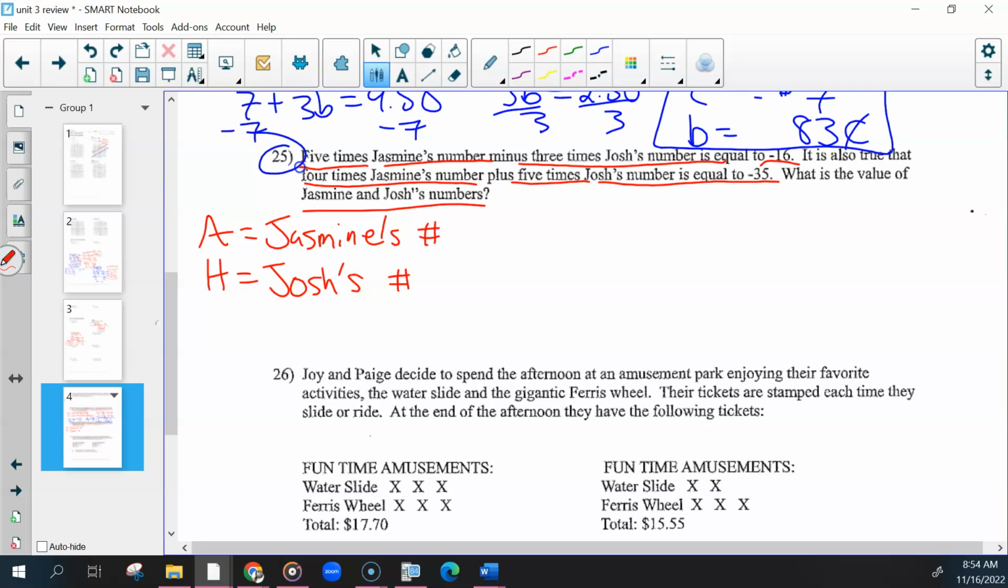So with this one, the first equation would be 5 times Jasmine's number minus 3 times his number is equal to -16. And then 4 times her number plus 5 times his number is equal to -35. So that one, it's not really talking about something realistic. It's really just math and words.